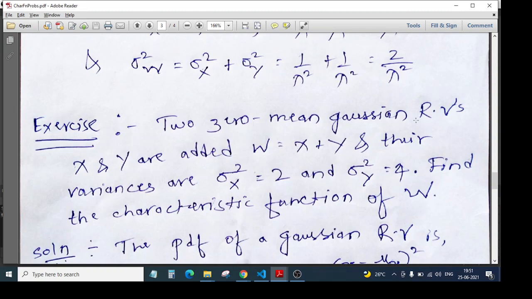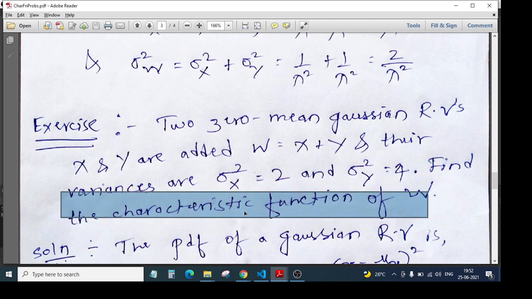Two zero-mean Gaussian random variables x and y are added. That is, w is equal to x plus y, and their variances are rho square of x is equal to 2 and rho square of y is equal to 4. Find the characteristic function of w.